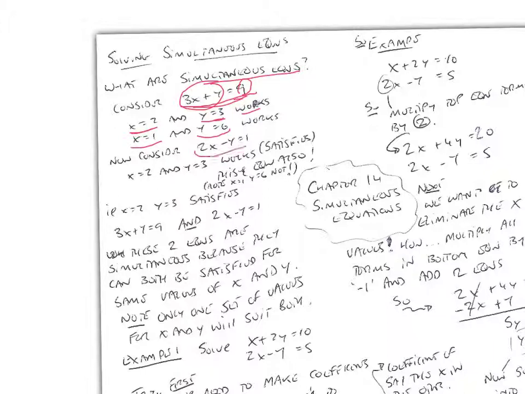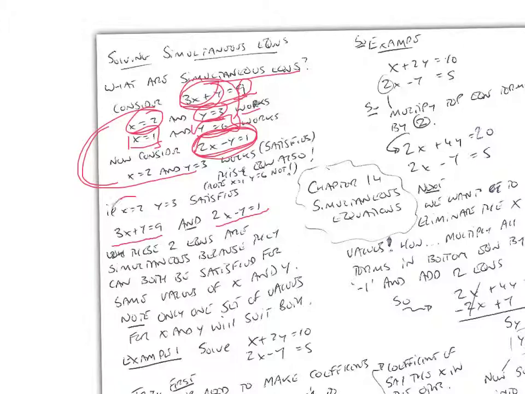If we think about another equation like 2x minus y equals 1, these two values, x equals 2 and y equals 3, would also satisfy this equation as well. But x equals 1 and y equals 6, whilst it satisfies the first one, doesn't satisfy that one. But when we have two equations like 3x plus y equals 9 and 2x minus y equals 1 satisfied by a unique pairing of x equals something and y equals something, then we can say that these equations are simultaneous equations, and there's only one set of values of x and y that will fit both equations.